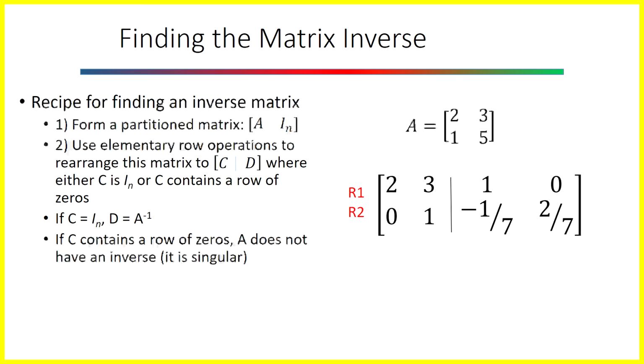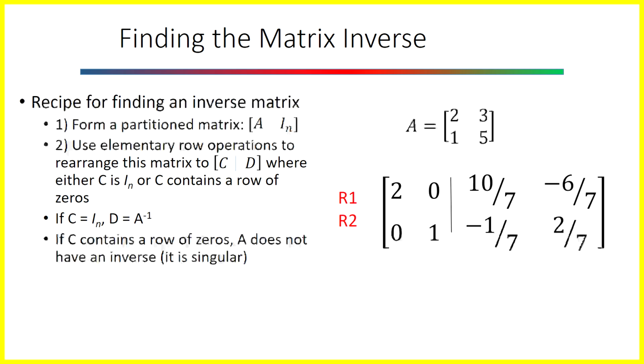This means that we're about half the way to getting the identity matrix in that left side of the partition matrix. Our next move will be to subtract 3 times row 2 from row 1. This gives us a top row of 2, 0, 10/7, and negative 6/7. Now if we divide row 1 by the scalar value 2, we can get the identity matrix into the left-hand side of the partition matrix. Okay, so this tells us that our inverse matrix should be 5/7, -3/7, -1/7, and 2/7.